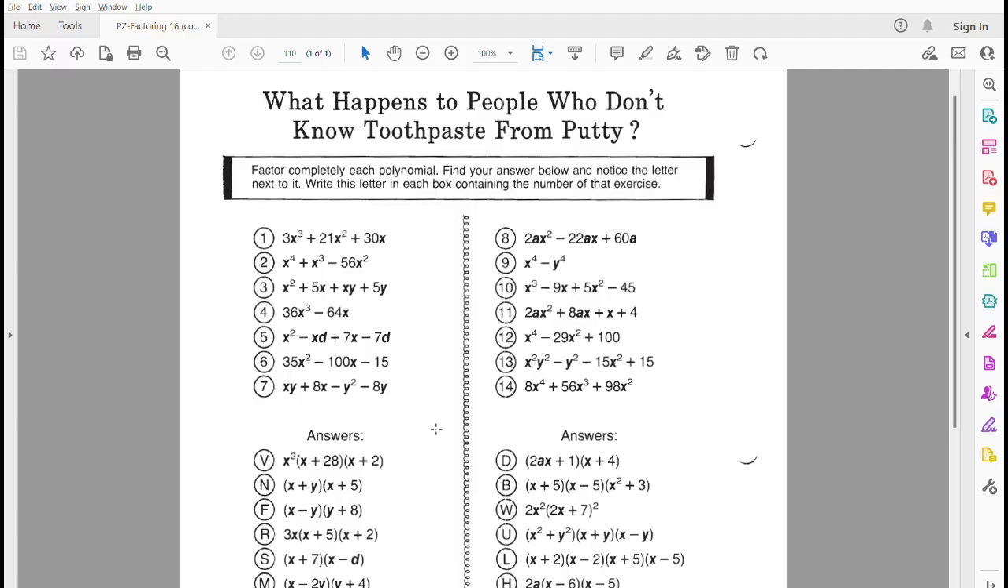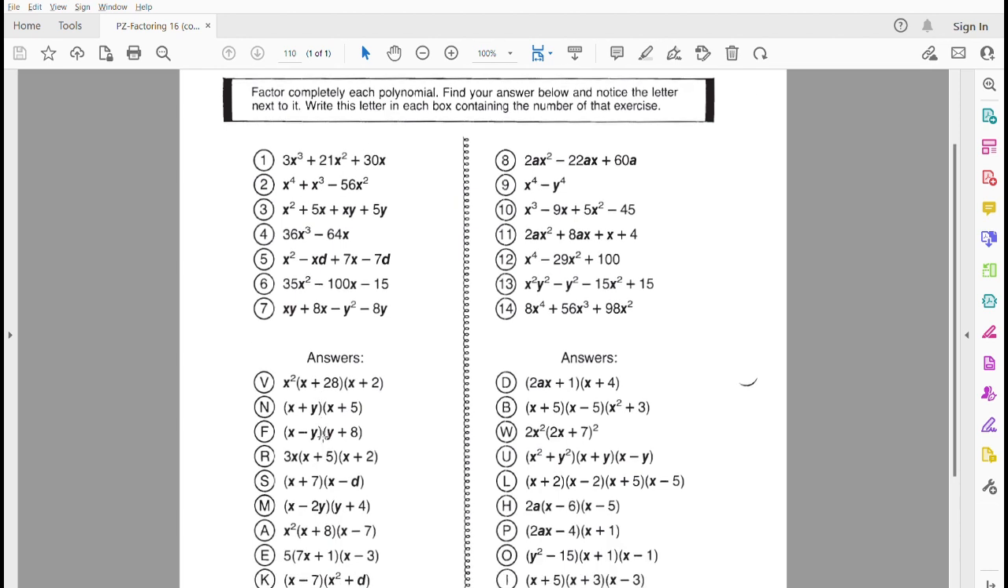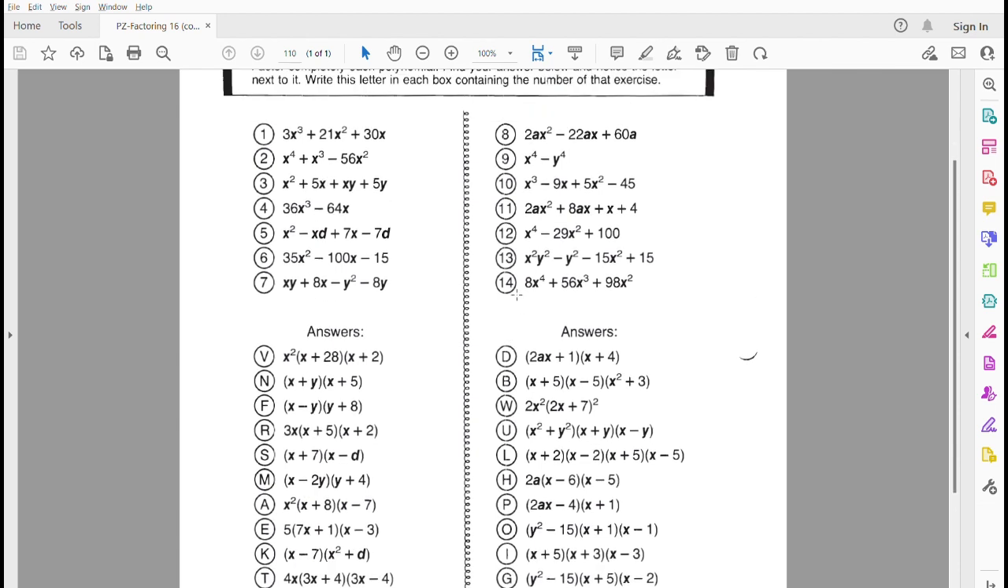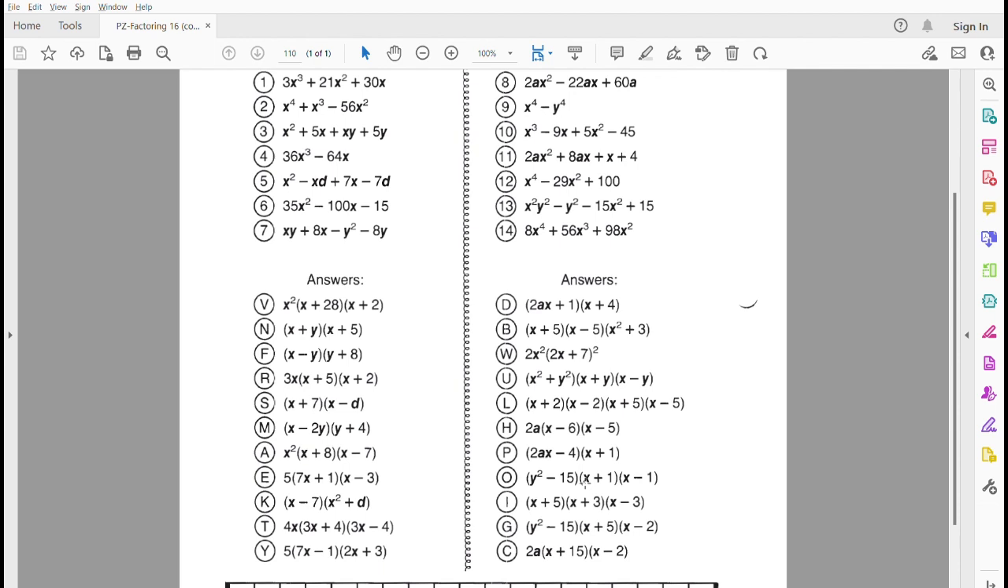So here's the puzzle that goes with that extra practice. In this one, we have to factor each polynomial as completely as we can, and then find the answer in the answer column below here. So questions 1 through 7, we're using these answers on the left. 8 through 14, we're using these answers on the right.